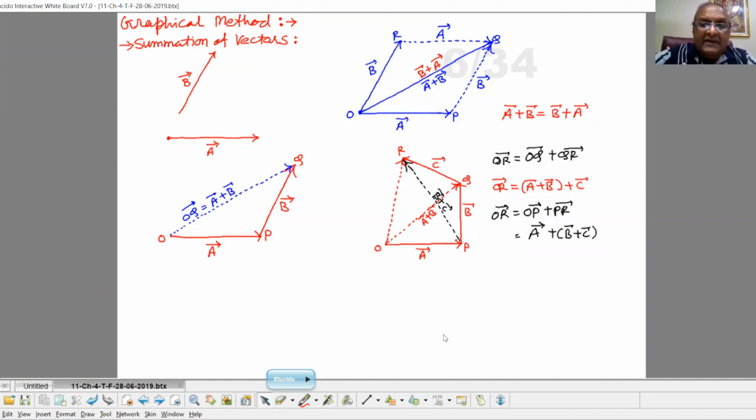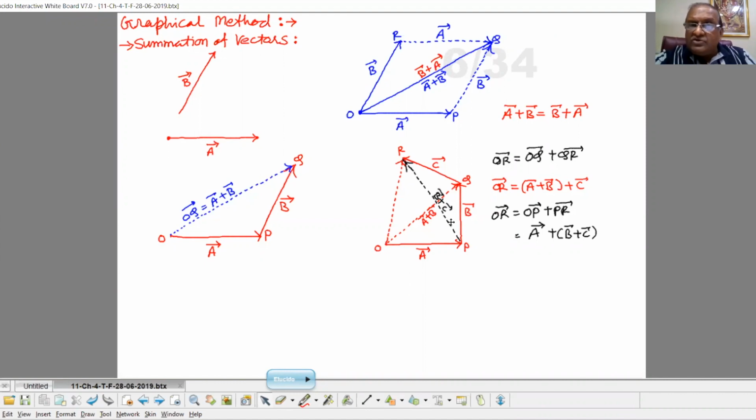And finally, the vector joining the tail of the first one to the head of the second one, as we did here. Now if we have taken 3, 4, 5 vectors, then same thing: prepare the vector joining the tail of the first one to the head of the last one. That will give you the summation of all those vectors.